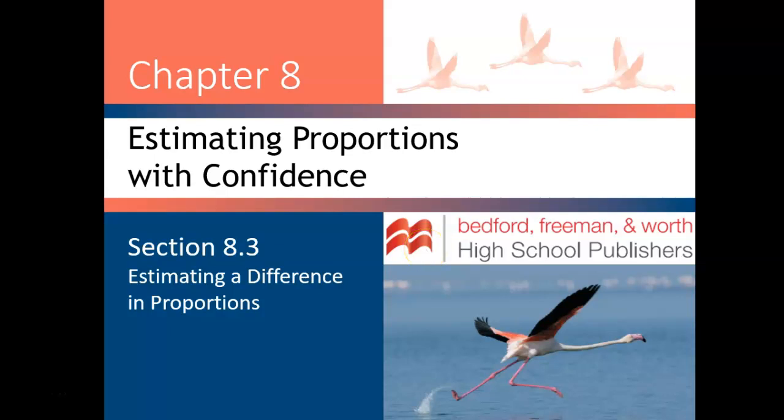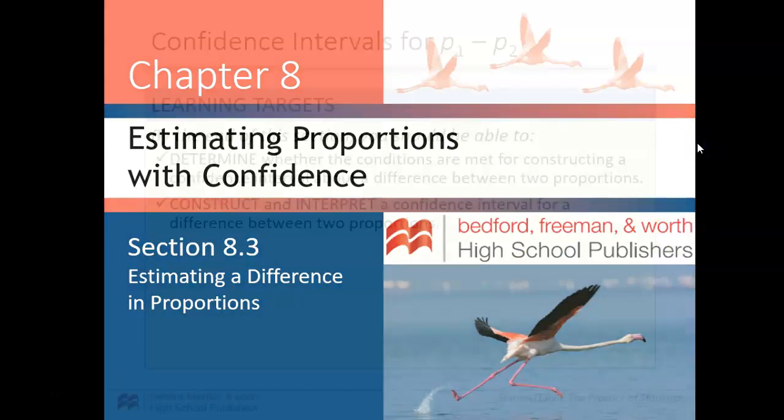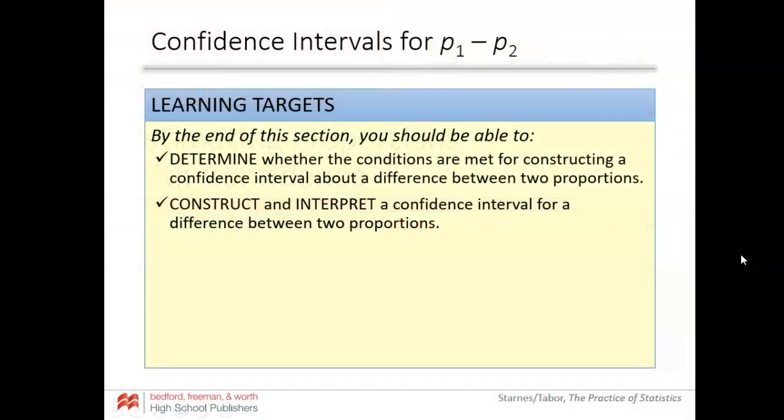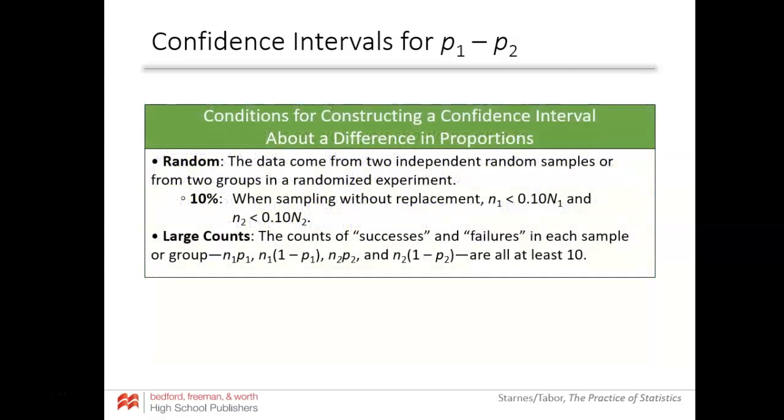Hey guys, we are winding down here in chapter 8, and we're going to now talk about estimating a difference in proportions. So we've been working hard with confidence intervals and proportions, and now let's see what happens when we're trying to find the difference between two proportions. It's going to be building off of our learning from earlier in the chapter and from earlier in the year, too. So we're going to be determining whether the conditions are met, just like we did in the prior section. And then we're going to construct and interpret confidence intervals for the difference between two proportions.